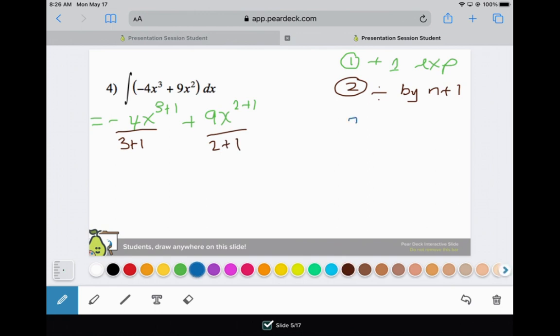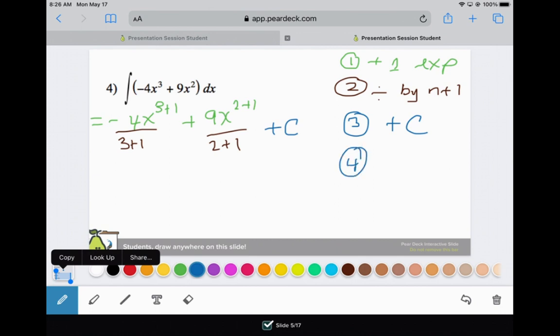All right, cool. Step 3 is plus c. So I'm going to plus c. And then step number 4, this is the one that some of us maybe struggle with, is I'm going to have to simplify.